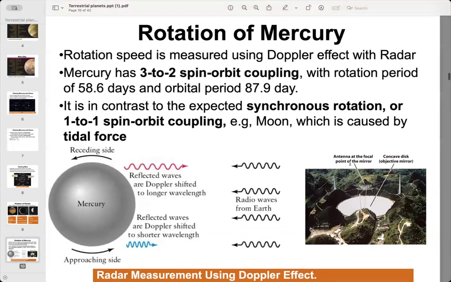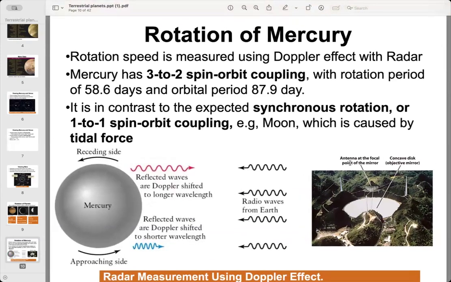So here is what I was talking about. The rotation period of Mercury was determined using Doppler effect with radar. It has a 3-to-2 spin orbit coupling with a rotation period of about 59 days and orbital period of about 88 days, in contrast to the expected synchronous rotation or one-to-one spin orbit coupling.